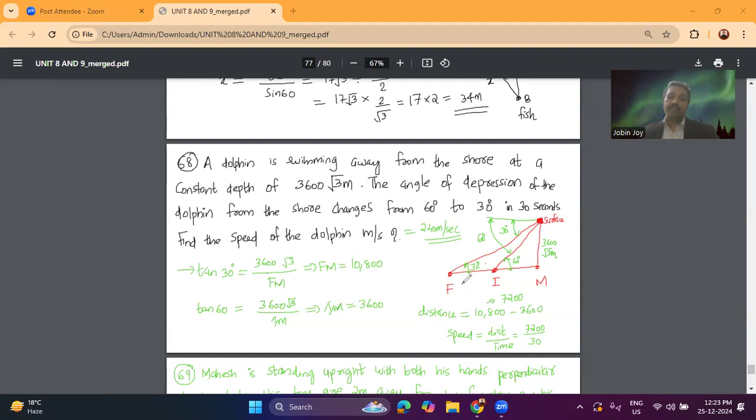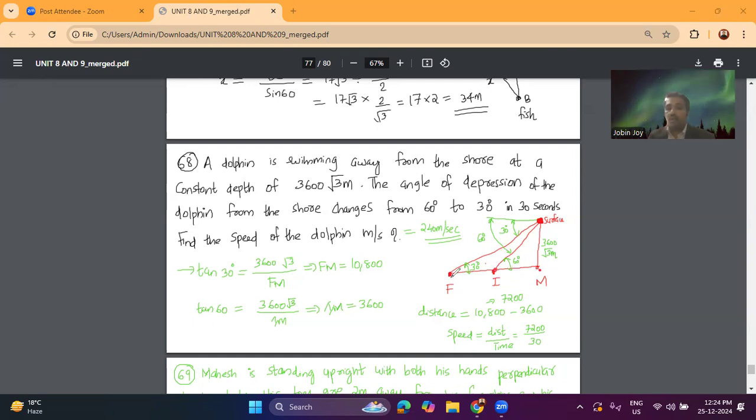So this is the surface, and these are the points F and I. So the angle of depression. The dolphin is swimming away from the shore at a constant depth of 3600 root 3 meter. Within 30 seconds, the angle of depression changes from 60 degree to 30 degree. Find the speed of the dolphin in meter per second. So first I will calculate tan 30 and then I will calculate FM. Then I will find tan 60. Then from that tan 60, I will calculate IM.